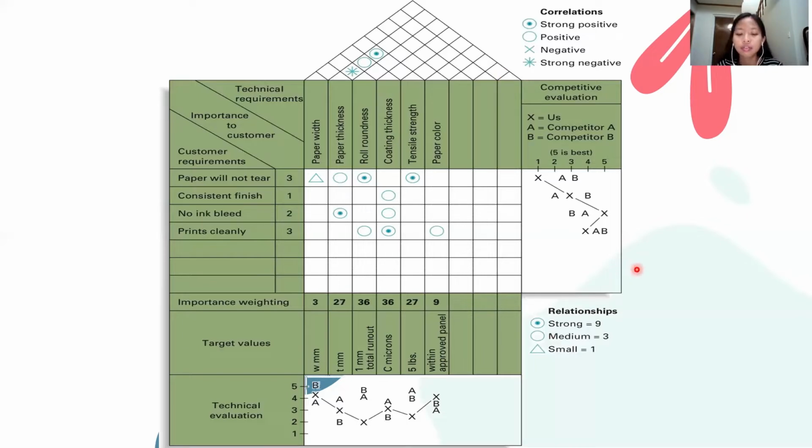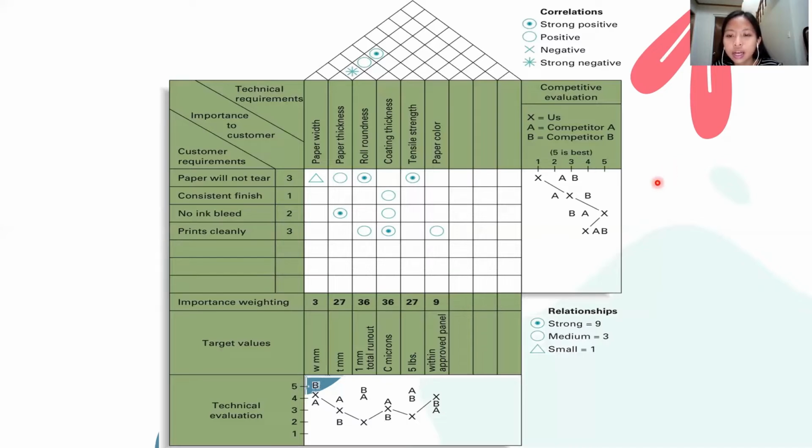The competitive evaluation is located here in the rightmost part of the matrix. This refers to the performance of the business in terms of the customer requirements in comparison with its competitors. So for example, X is us, A and B are our competitors. The highest value that can be given is 5. These values came from customer surveys and customer feedback.